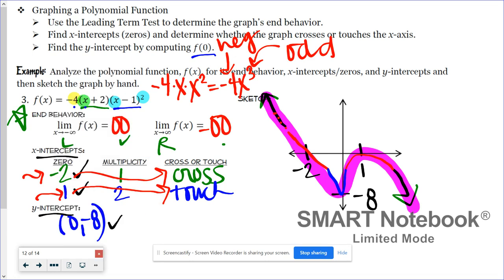It's showing that on the left, it's going up to positive infinity. That on the right, it's going down to negative infinity. It's showing that at negative 2, it's crossing the x-axis. That at positive 1, it's touching the x-axis. And it's showing that y-intercept. So it's showing all the behavior. How accurate it is, we need calculus for that, but it's pretty darn good.